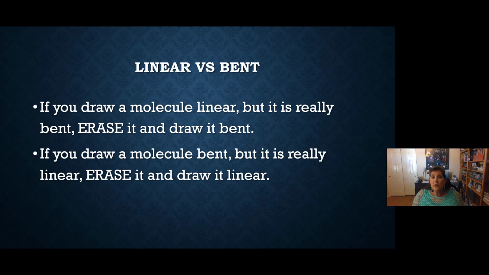Same thing. If you start out by drawing something bent, but it's really straight across, erase it and redraw it linear. So you do need to draw your linear and your bent molecules correctly according to their shape in order to get what we're going to go over next correctly, which is polarity. So to get the polarity correct, you have to draw it correctly, linear or bent. The other shapes don't matter as much. So don't worry about trying to draw a tetrahedral perfectly or a trigonal pyramid perfectly. It's really the linear and the bent ones you need to be worried about.